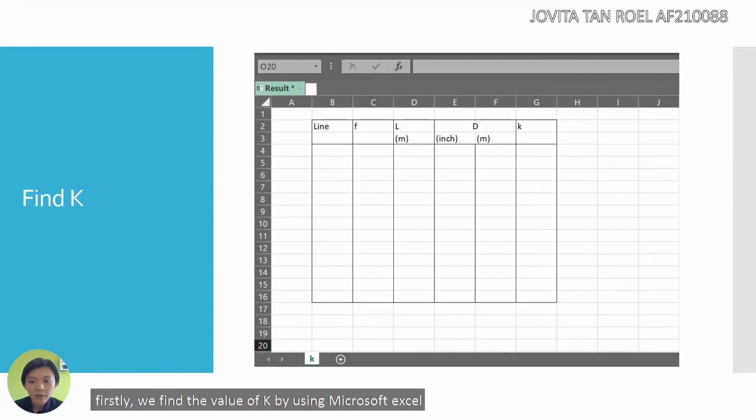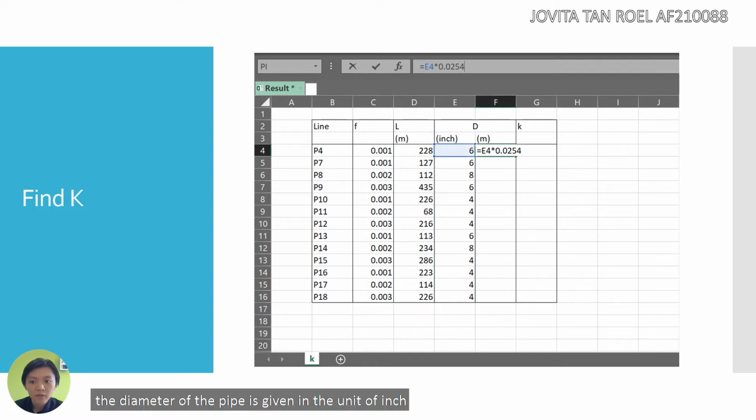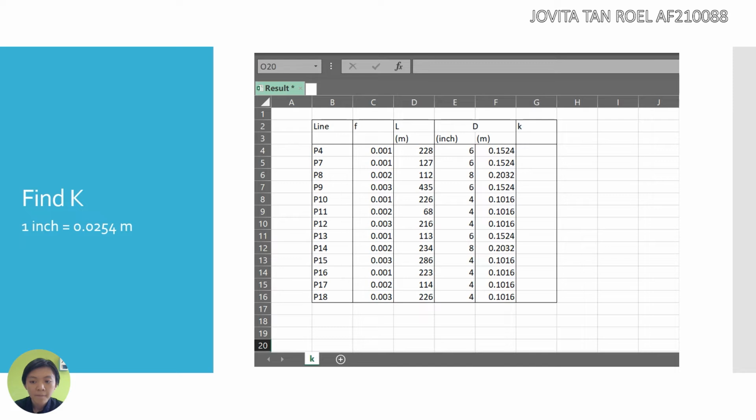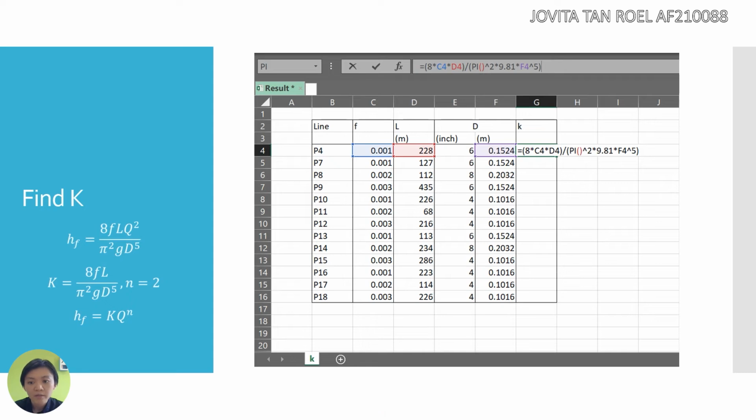Firstly, we find the value of K by using Microsoft Excel. Key in the data given by the question. The diameter of the pipe is given in the unit of inches, therefore we need to change it to meters by multiplying by 0.0254. Then using the Darcy-Weisbach equation to calculate the value of K.